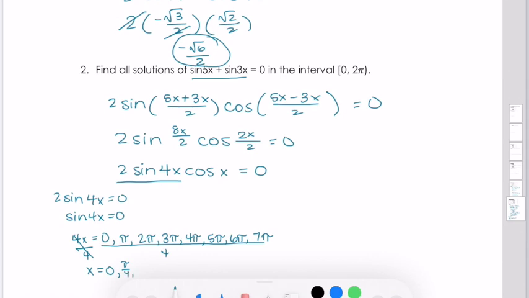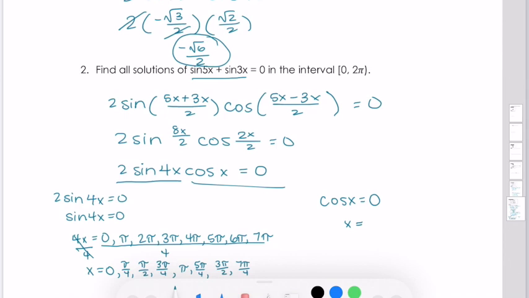So now I have 0, pi over 4, 2 pi over 4 is pi over 2, and then 3 pi over 4. 4 pi over 4 is just pi. 5 pi over 4, 6 pi over 4 turns into 3 pi over 2, and 7 pi over 4. Right, so I went that far out because once I divide by 4, they all end up being in that interval. Usually you would just do like 0 and pi and stop, but that dividing by 4 makes you have more answers than that.